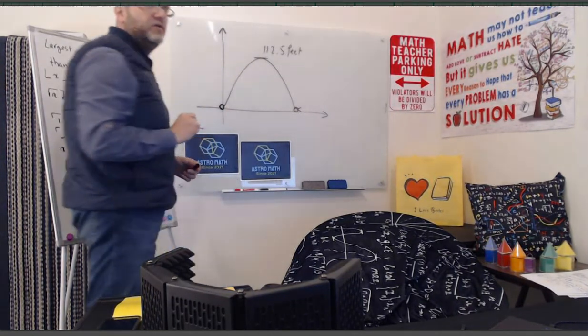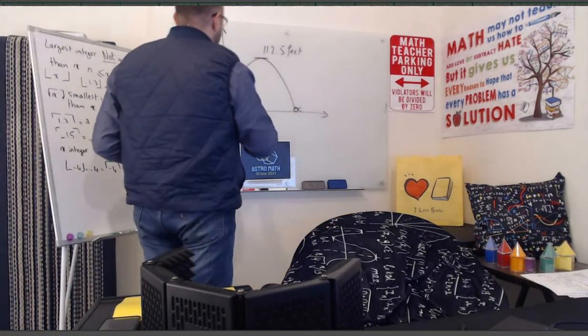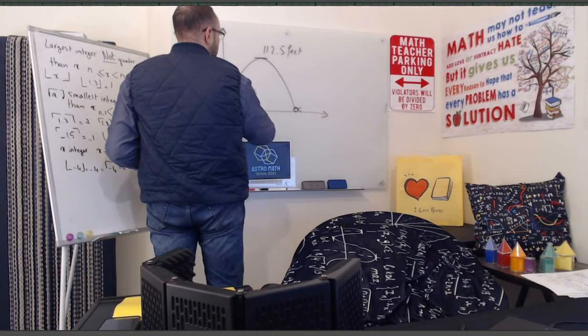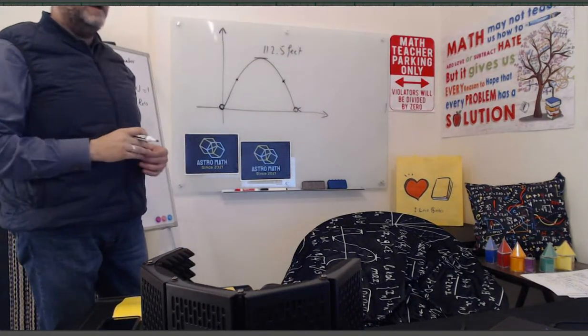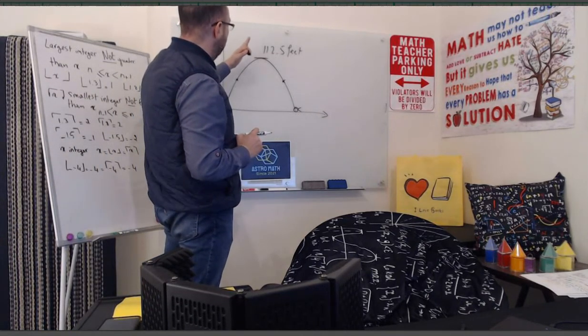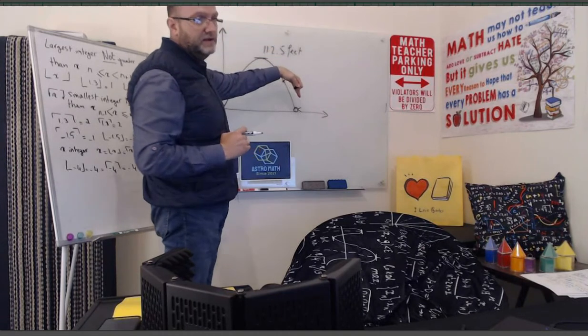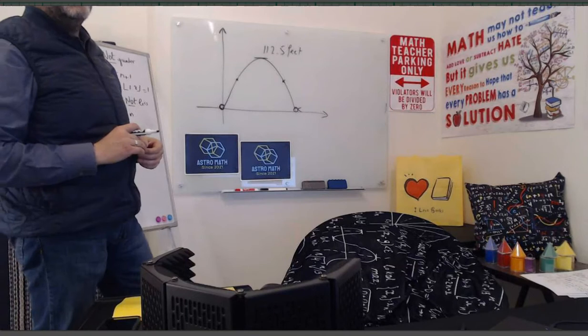Now the question is, what is the velocity of the ball at 72 feet? So 72 feet could be here, right? Could also be here, right? As it's coming down. And again, that's why it's velocity, because as it's going up, the vector is going to be going this way, and as it's coming down, it has to go in the downward direction.